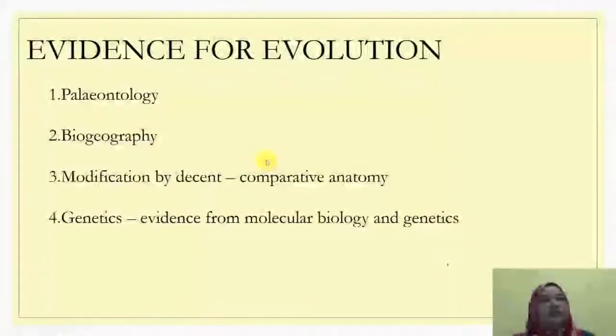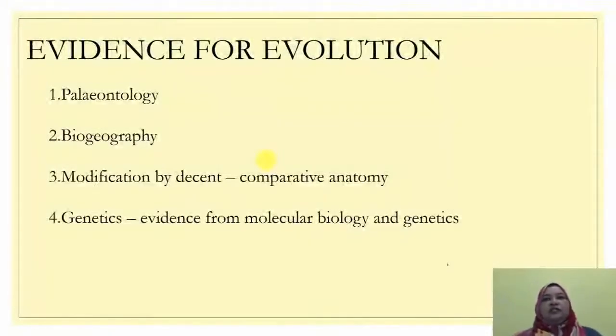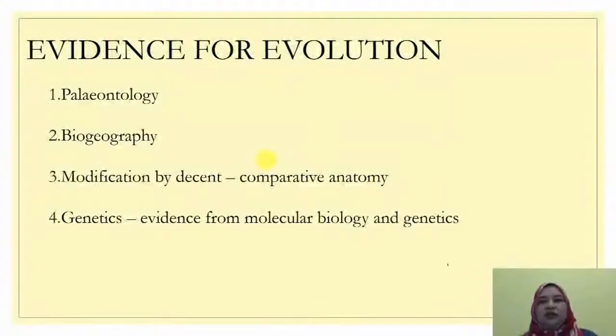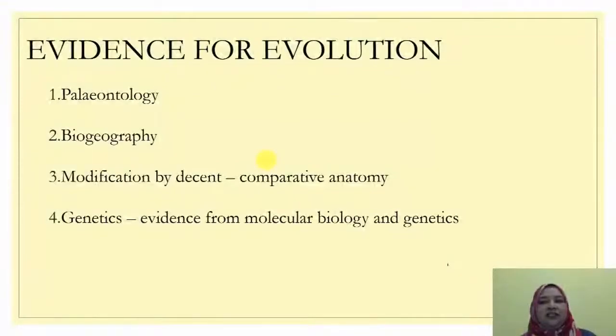Right, so let's look at evidence for evolution. I'm not going to go through all the evidence. Your teachers did teach it, so I'm just going to glance through it. So the evidence for evolution is paleontology, that is the study of fossils, biogeography, which is looking at the distribution of species, ancient species on different continents, modification by descent, where we use comparative anatomy, where the anatomy of the animal is the same, however the functions for each of these structures may be different.